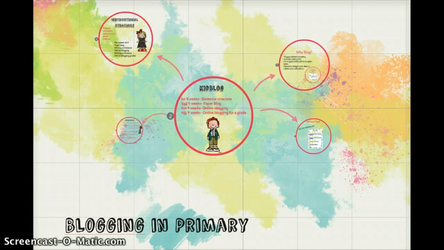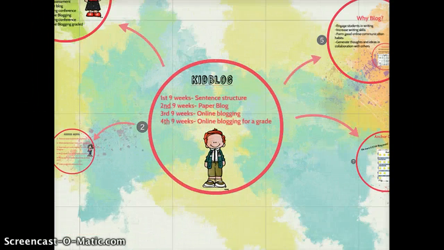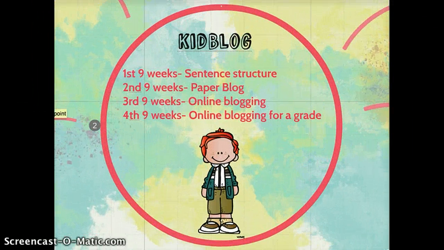Hi, this is Amy Rigsby, and I'm going to tell you all about blogging in the primary grades. We are using a site called KidBlog.